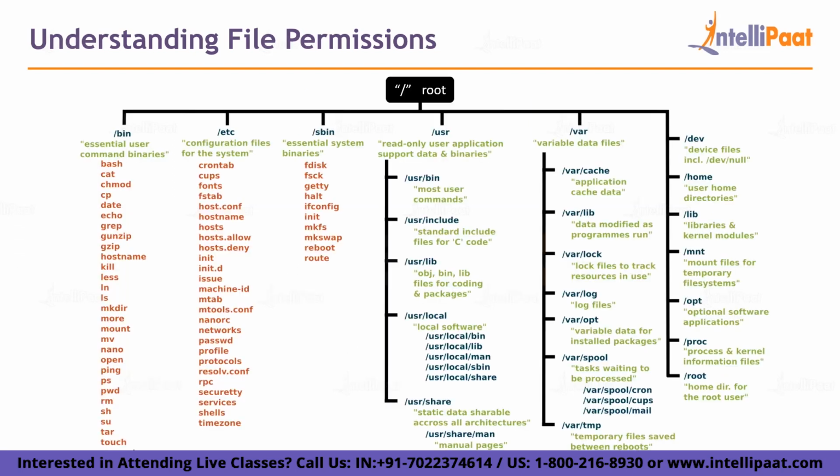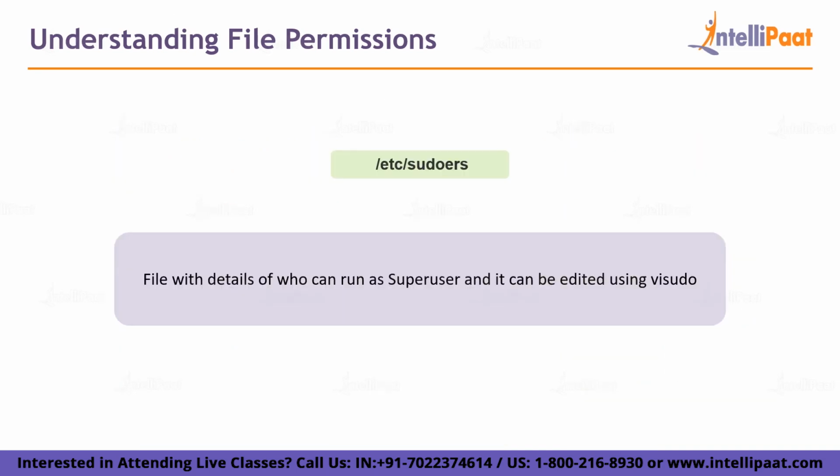Coming down, guys, this is how the file structure will be. You can see this is the top folder root, and under root you will see all of these major folders: bin, etc, sbin, usr, var, dev, home, lib, mnt, opt, proc, and root. So first let us look at the folder called sudoverse.